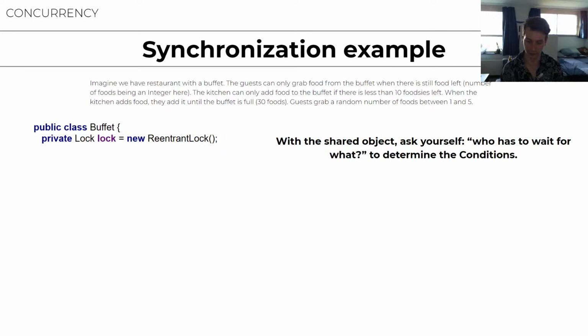So who has to wait for what? Well, the guests have to wait if there is not enough food left. So if I want to grab 5 food and there's only 3 left, then I have to wait. The kitchen has to wait until there's less than 10 food left, because they can only add food if there's less than 10 food. So there are 2 situations in which I have to wait, which means 2 conditions.